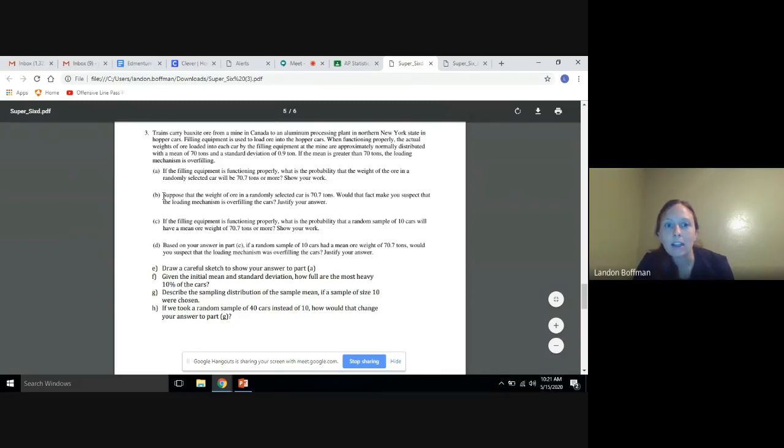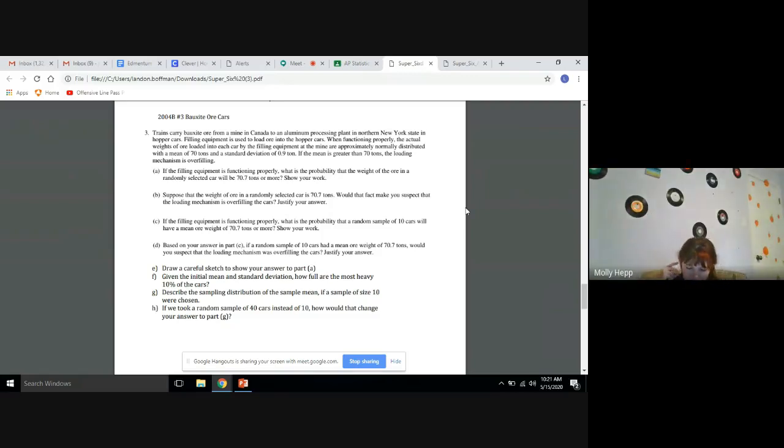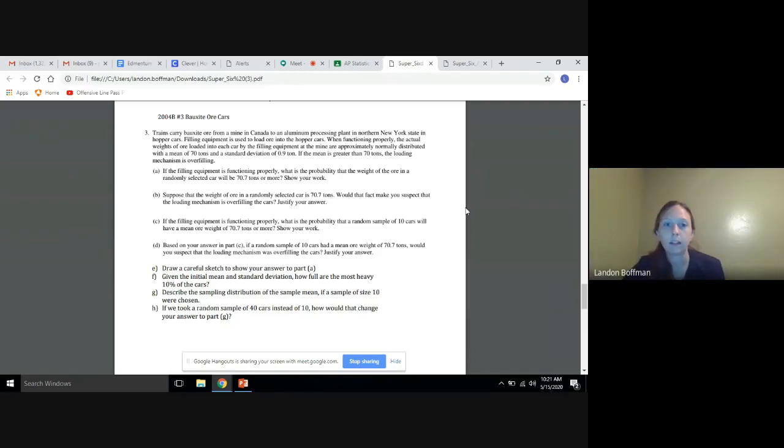So part B said, suppose that the weight of a randomly selected car is 70.7. Would that fact make you suspect that the loading mechanism is overfilling? Justify your answer. So what'd y'all say for that one? I said no, because a significant amount of cars, nearly 22%, are being filled at or above 70.7 tons. Perfect. Everyone agree? There was a pretty high probability, 20% chance that it was going to be that or more. So that's not small enough to where we're like, that seems a little off.